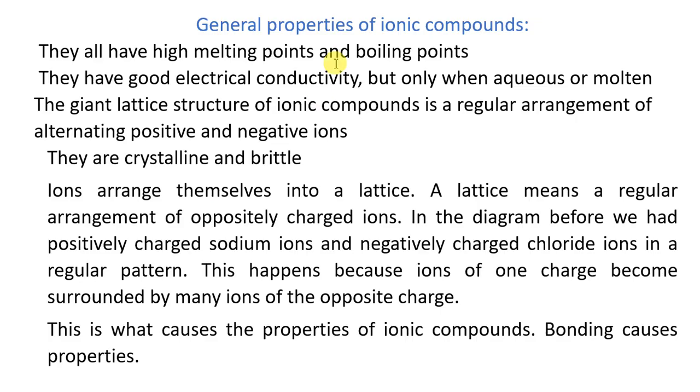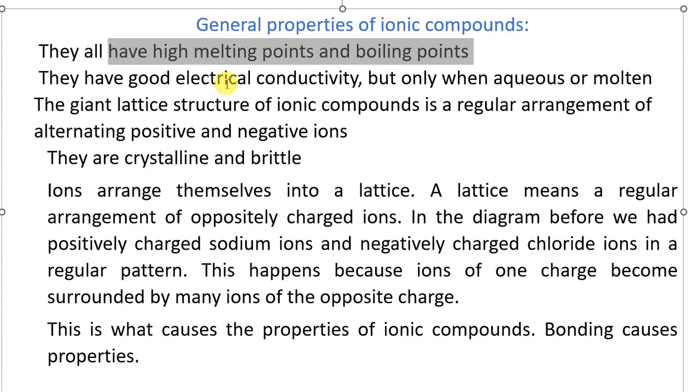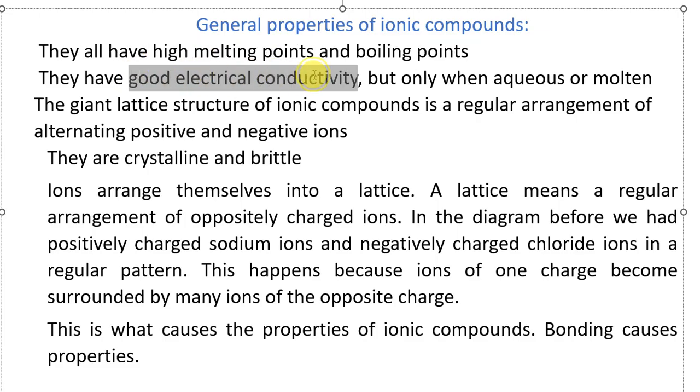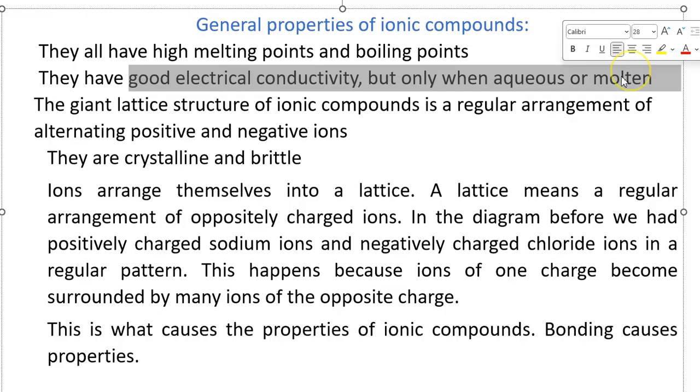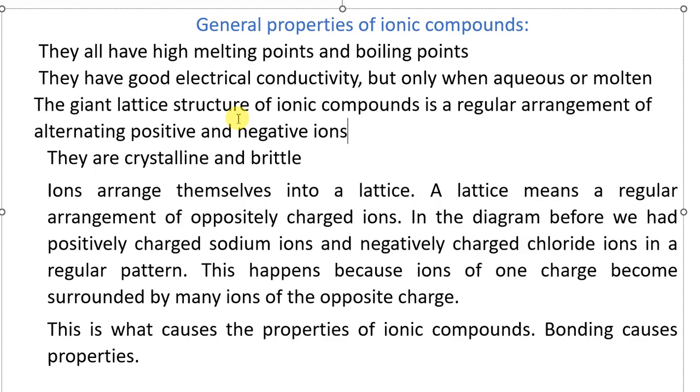General properties. They have high melting and boiling points. Good electrical conductivity, but only when the ions can move. Only when in aqueous solution or when they're molten. I get that regular arrangement of alternating positive and negative ions that forms the lattice. That's here, the giant lattice. They're crystalline because of that regular arrangement. Brittle, I shall explain why.